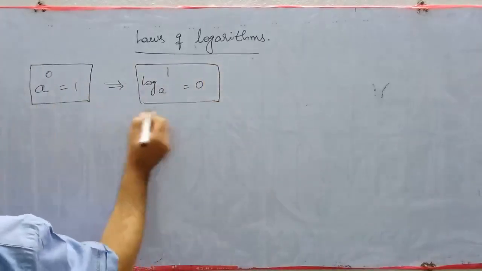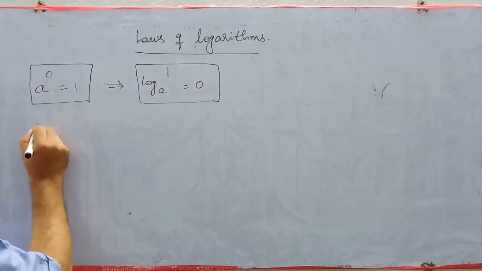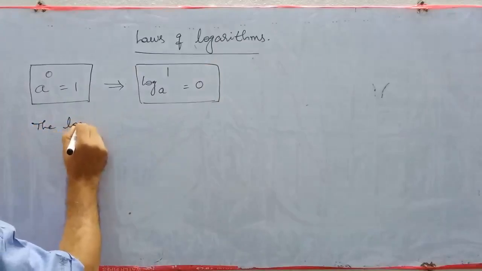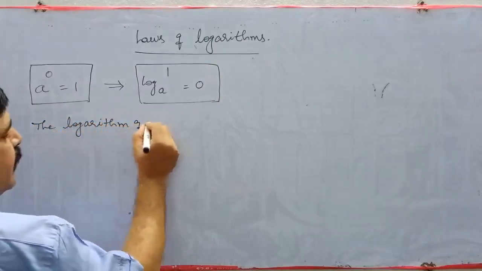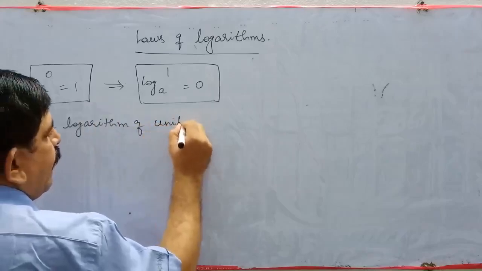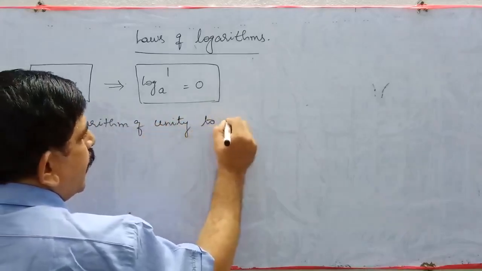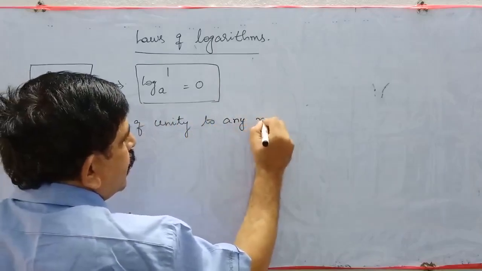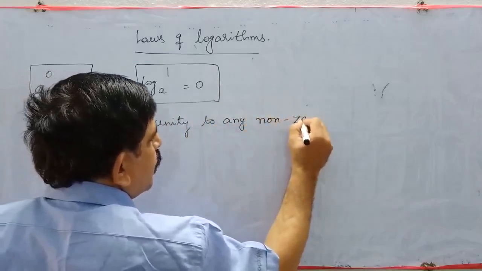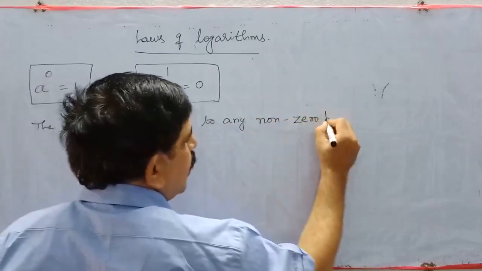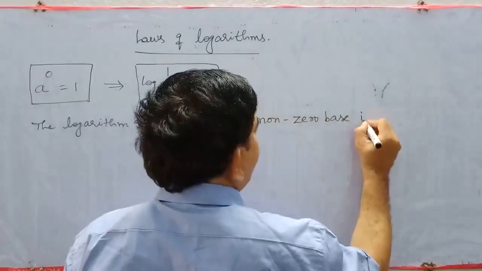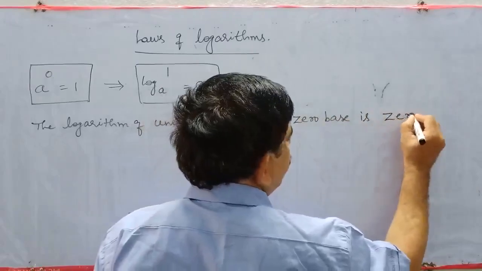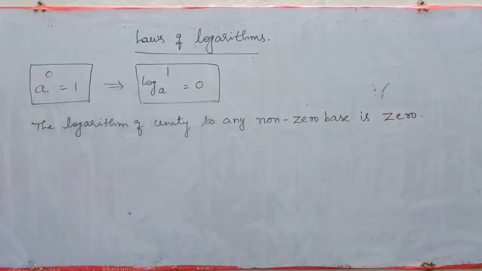That means from this we can write that the logarithm of unity to any non-zero base is 0. Okay, so the logarithm of unity to any non-zero base is 0.